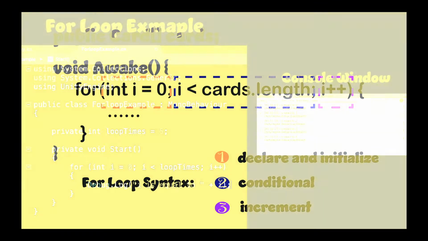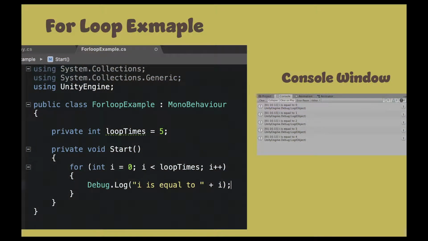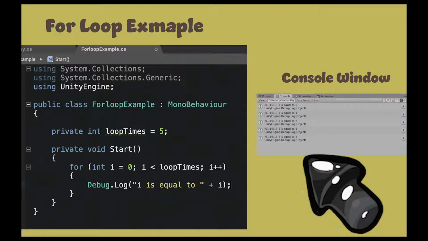In this example, we can see that this loop has created a variable called I and set it to 0. This loop will run while I is less than the variable loop times, which in this case equals 5. Finally, you can see after every iteration of the loop, I will increase by 1. The body of the loop, the words creating loop times number, will be printed corresponding with the value of I.